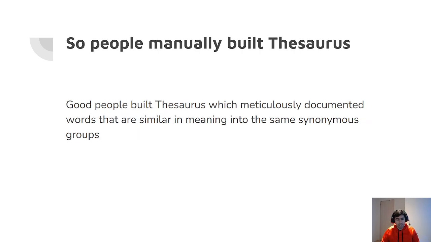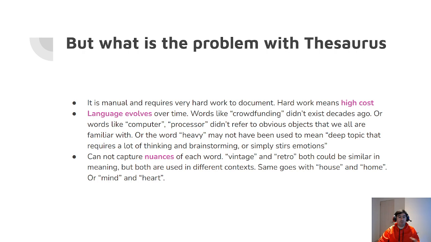And how have smart people approached this problem historically, traditionally? Traditionally, they built something called a thesaurus, which is a huge vocabulary of synonymous words, similar words. But it has problems, of course. And what are the problems? First, it's manual work. Scientists meticulously documented synonymous words, documented similar words. Hard work means high cost.